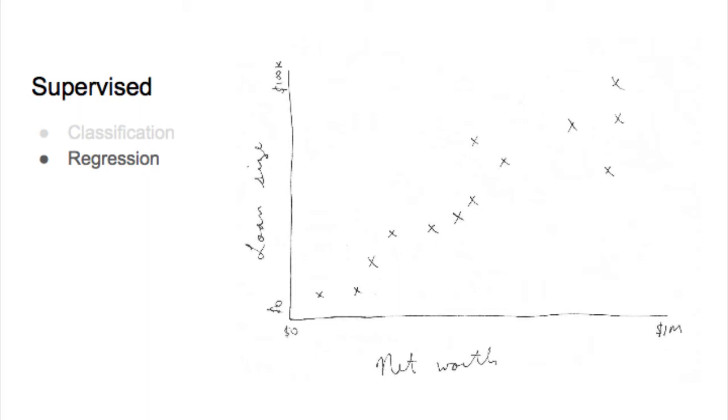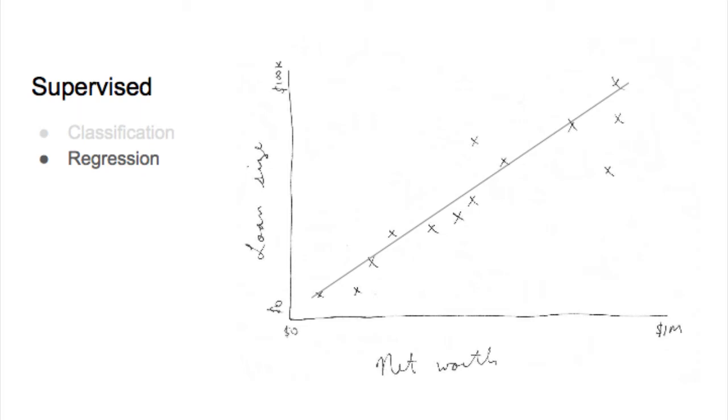And so as a bank, I have all this historical data, and then I could train some sort of algorithm that would draw a line again. And we could then say, if someone comes up to us and has a $750 million net worth, we can look at where they would land on that line on the x value.